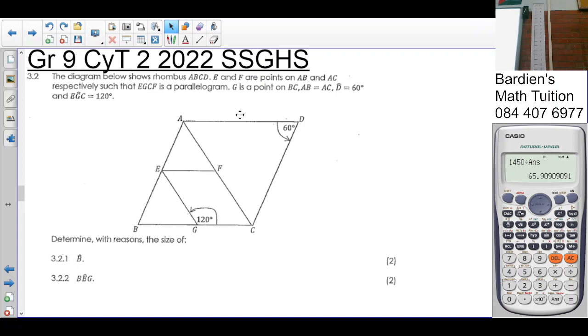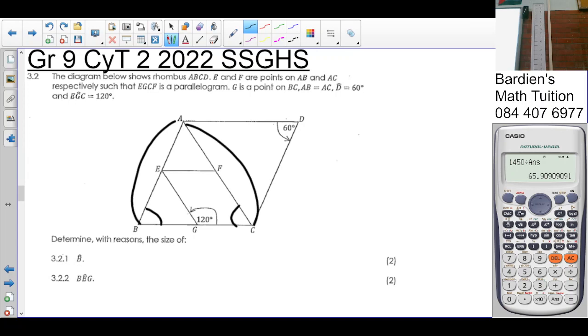The question says, G is a point on BC. AB is equal to AC. So this length here is equal to that length here, which is resulting in that angle being equal to that angle. Angles opposite equal sides. Okay? Then we are told the angle D is 60 and EGC is 120.